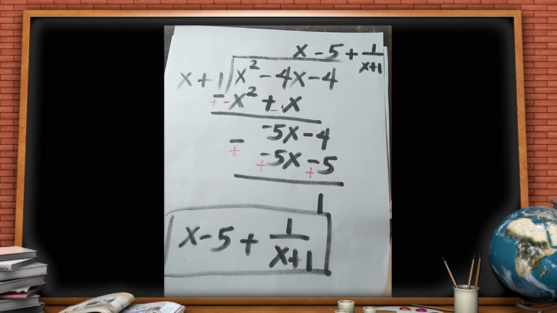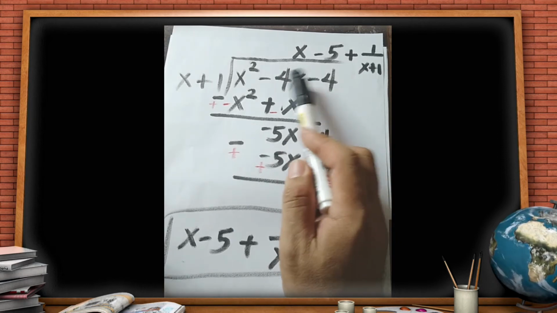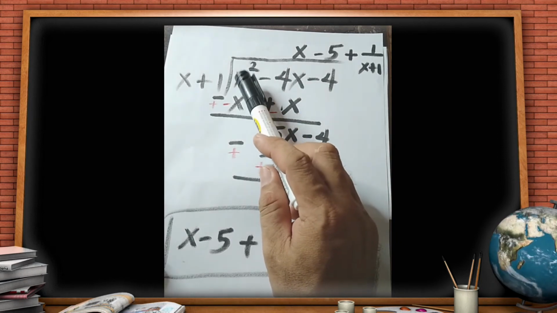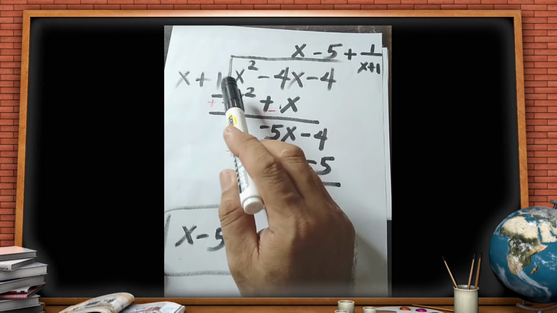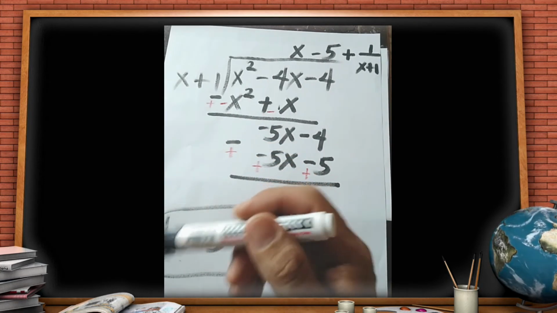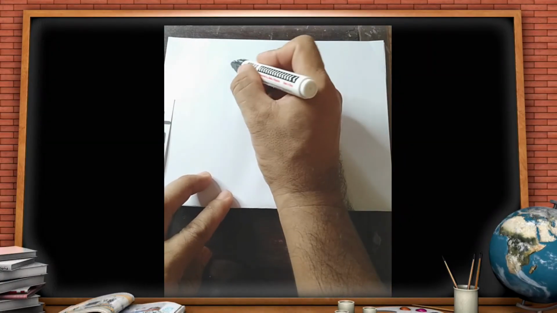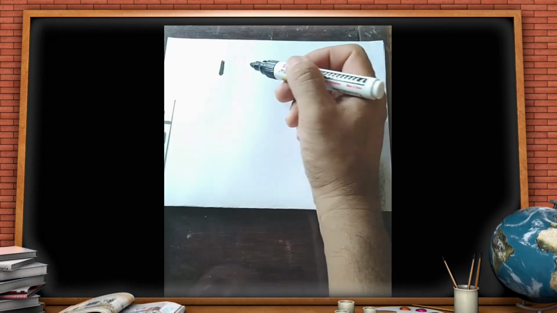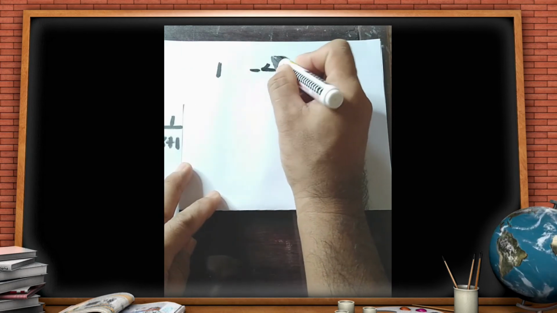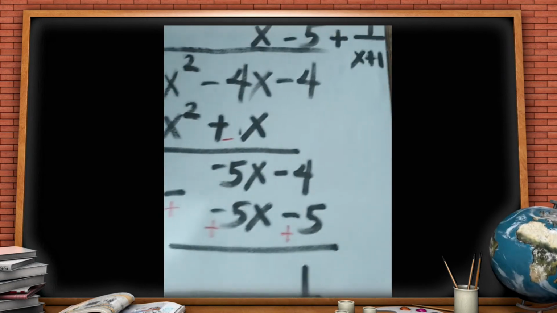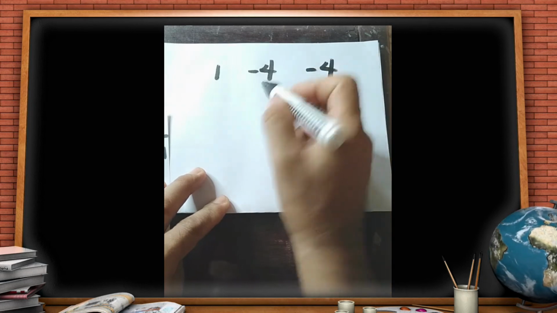Ang una nating titignan ay siguraduhin natin na ang ating dividend ay arranged in descending powers of x. Okay? So, that's why we are going to check this one, x squared, then x raised to 1, and then x raised to 0. So, okay na siya. Kukunin na lang natin yung numerical coefficient para sa x squared. Meron tayong positive 1. So, maglalagay na po tayo dito ng positive 1. Then, para sa x natin, meron tayong negative 4. Tapos, sa ating x raised to 0 or constant term, meron tayong negative 4. So, yun yung ating first line.